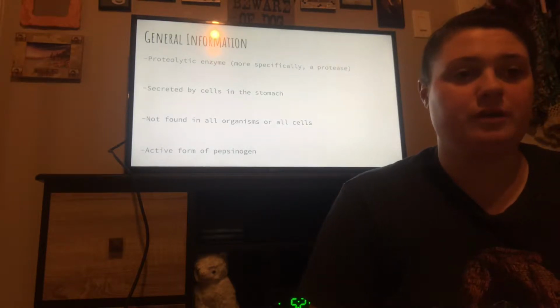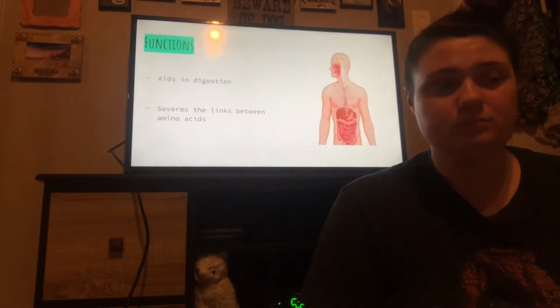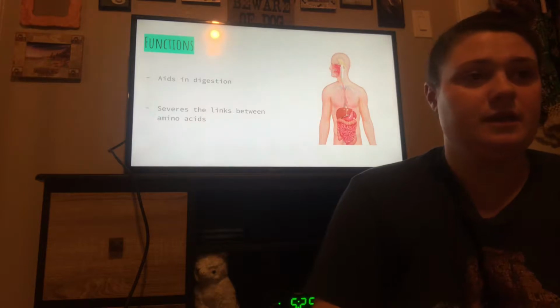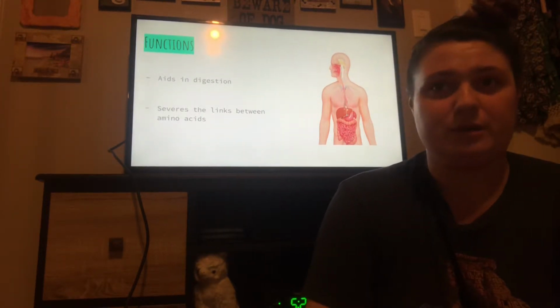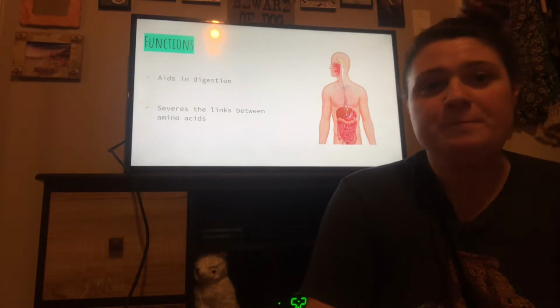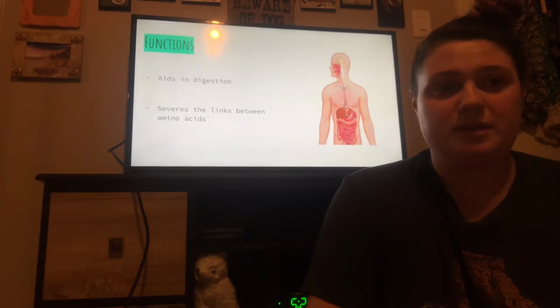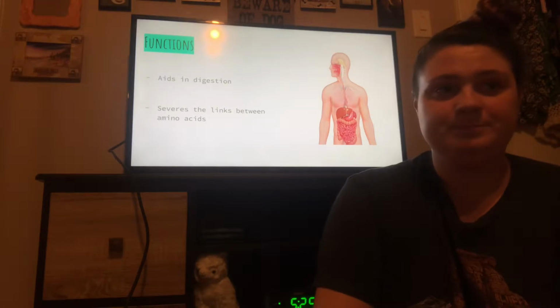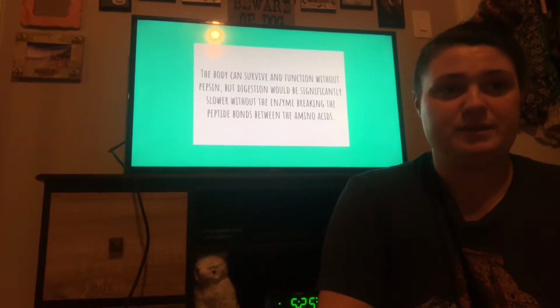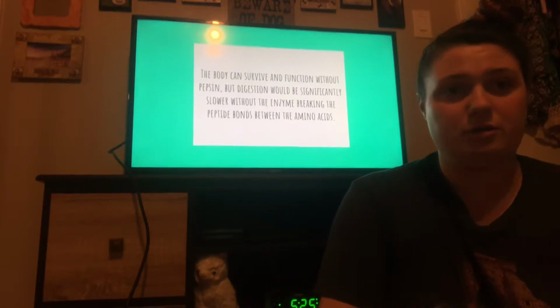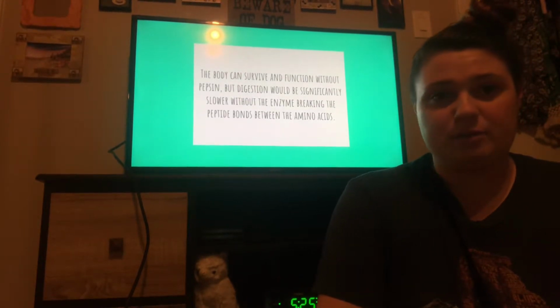The inactive form of pepsin is pepsinogen. For function, the chief cells that line the stomach secrete pepsin, which breaks the peptide bonds that hold amino acids together. With these links being broken, it makes them easier to digest. The body can survive and function without pepsin, but digestion would be much slower without the peptide bonds being broken by pepsin.